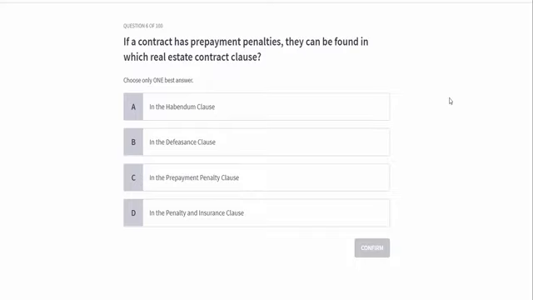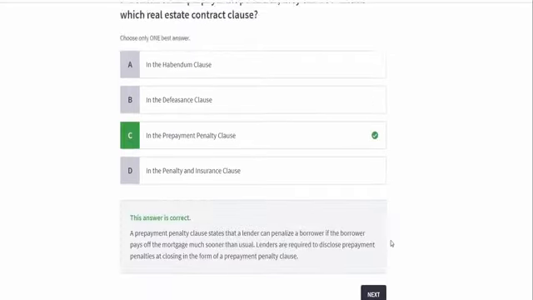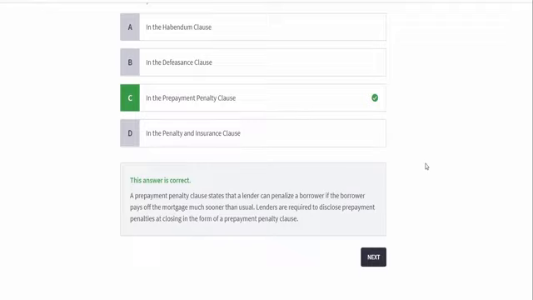Alrighty, so hopefully you guys came up with your answer on this one. What is the correct answer? Well, it's going to be C, of course, in the prepayment penalty clause. So don't be not confident with these questions. Sometimes they're pretty straightforward like this. If it says prepayment penalty, chances are it's the prepayment penalty clause. Don't overthink this at all.